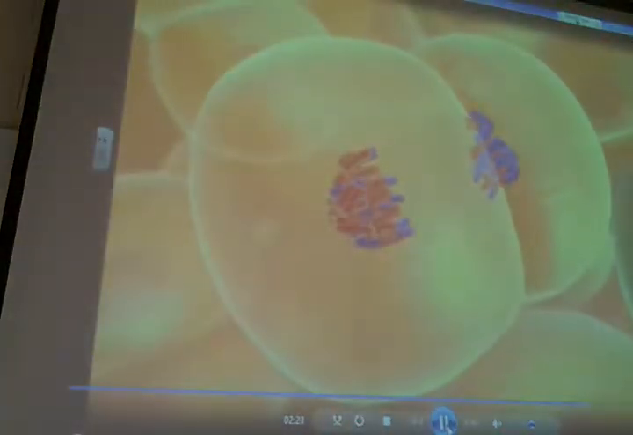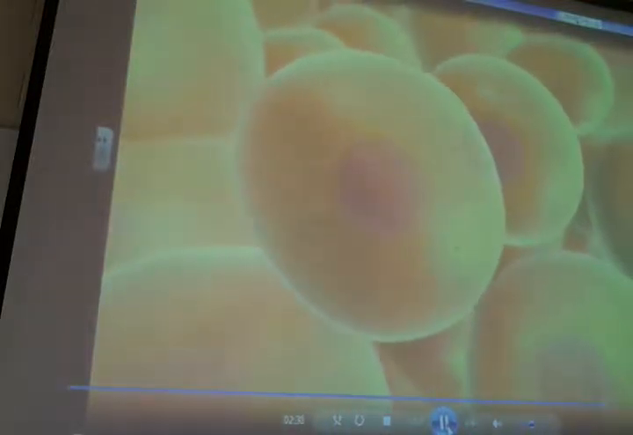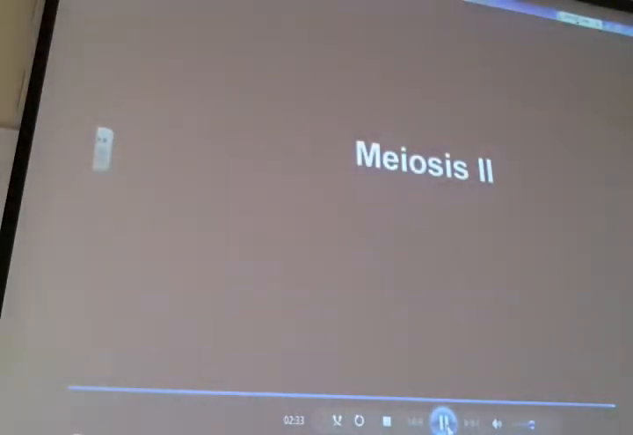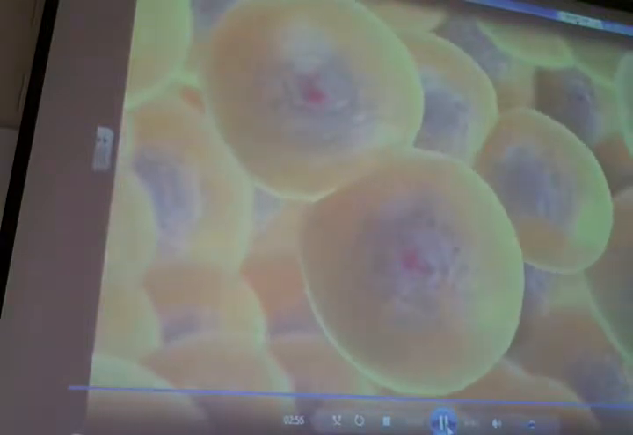This cell began meiosis with 46 chromosomes, but each daughter cell now has only 23 chromosomes. In meiosis 2, microtubules from opposite poles attach to the chromosomes, which then move to the center of the cell. Next, the sister chromatids separate, becoming full-fledged chromosomes that move to opposite poles. Nuclear envelopes reform, and each daughter cell divides into 2 cells.